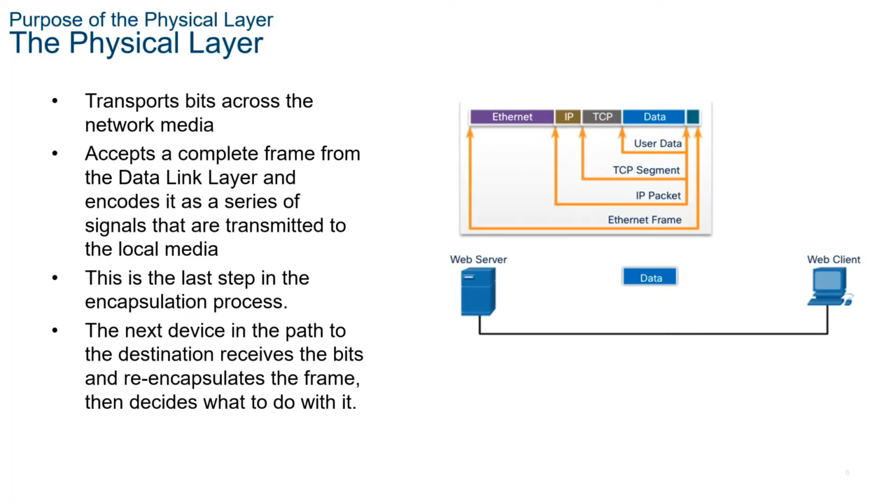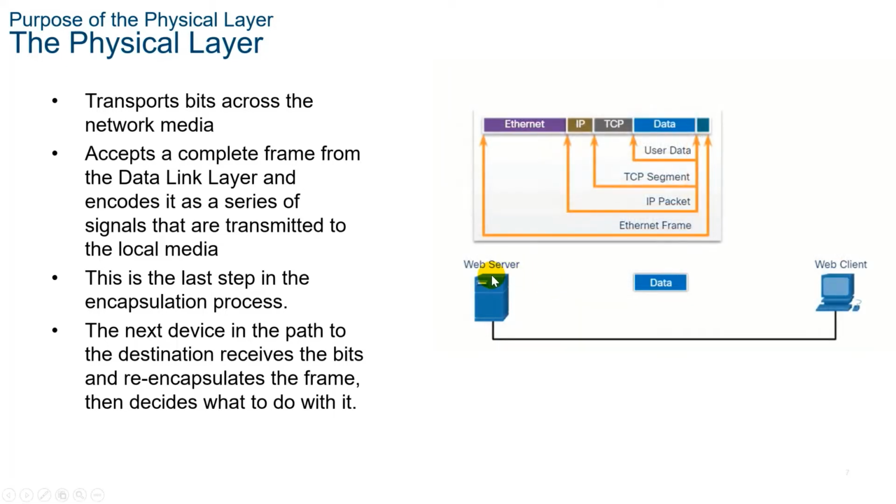Now, the OSI physical layer provides the means to transport the bits that make up the data link layer frame across the data network. This layer accepts a complete frame from the data link layer and encodes it as a series of signals that are transmitted to the local media. The encoded bits that comprise a frame are received by either an end device or an intermediary device on the other end.